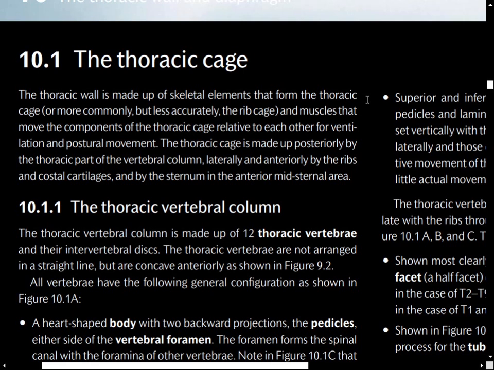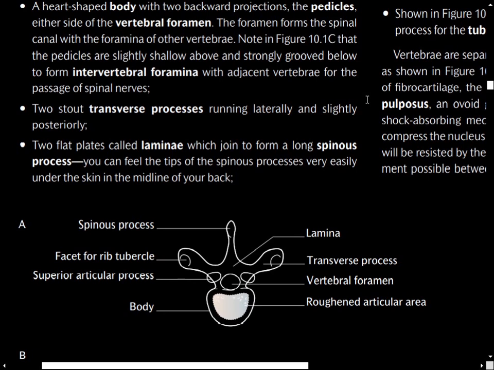All vertebrae have the following general configurations: the heart-shaped body with 2 backward projections, the pedicles, either side of the vertebral foramen. The foramen forms the spinal canal with the foramen of other vertebrae. Note that the pedicles are slightly shallow above and strongly grooved below to form intervertebral foramina with adjacent vertebrae for the passage of spinal nerves.